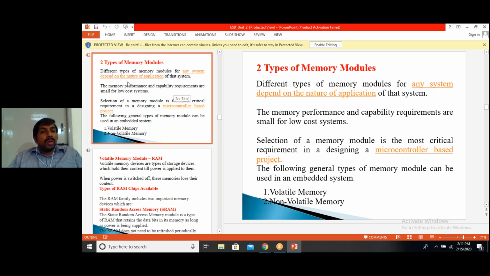Depending on the memory modules required by the system, your memory selection is done, and that is specific to the microcontroller. So based upon the microcontroller, your memory is selected. The major classification of memory is volatile memory and non-volatile memory.